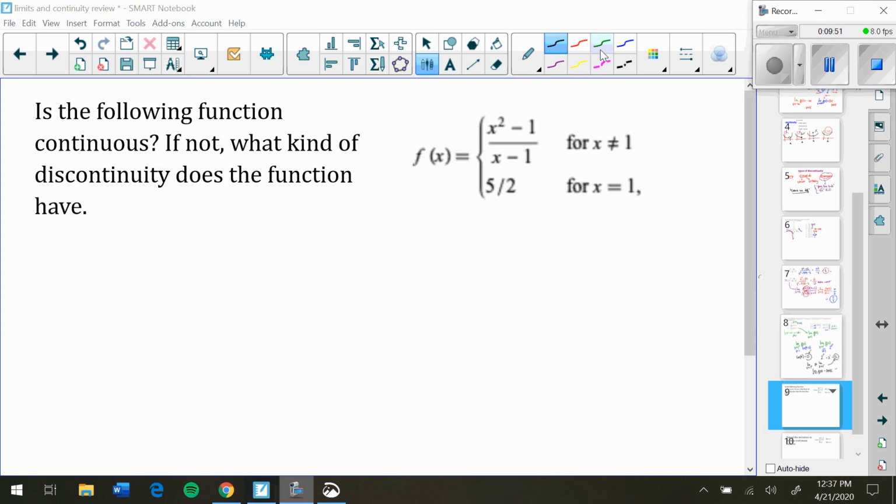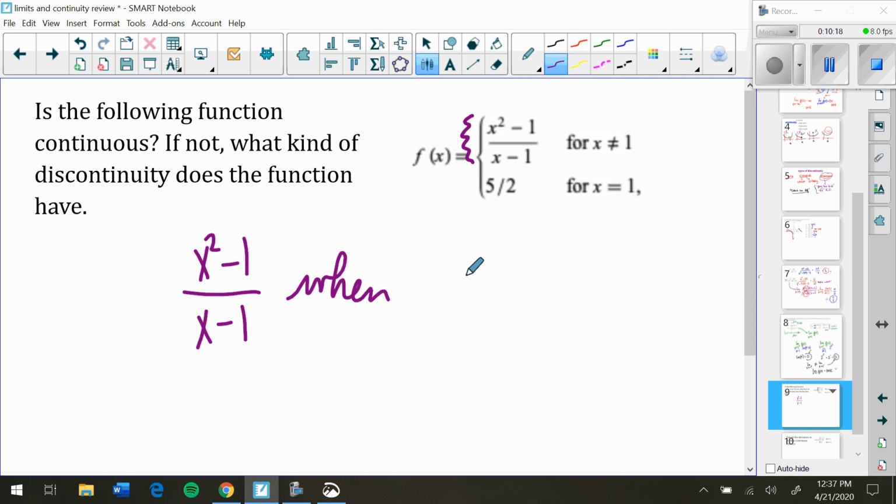Two more problems for you. Is the following function continuous? If not, what kind of discontinuity does the function have? All right, so we're looking at this. It's another piecewise function. The first thing I notice is that most of the function is a rational function, this piece right here, the x squared minus 1 over x minus 1. So I'm going to look at this function when x is not equal to 1.